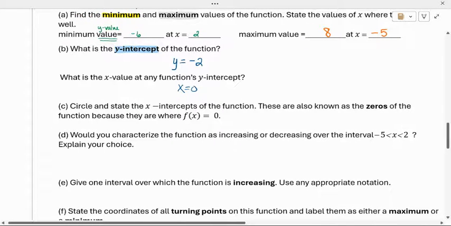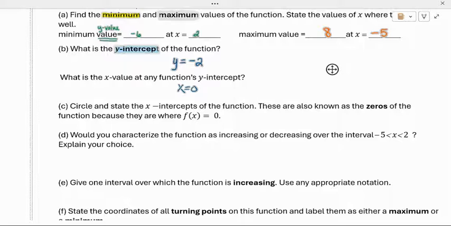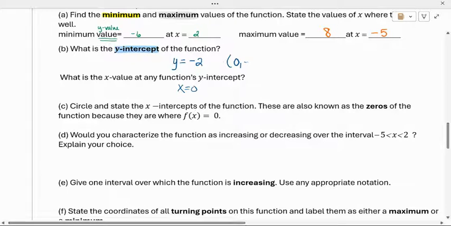So could we write this as an ordered pair? Could we write the y-intercept as an ordered pair? What would it be, Ariana? What comes first in an ordered pair, x or y? Good job. 0, -2. Awesome.